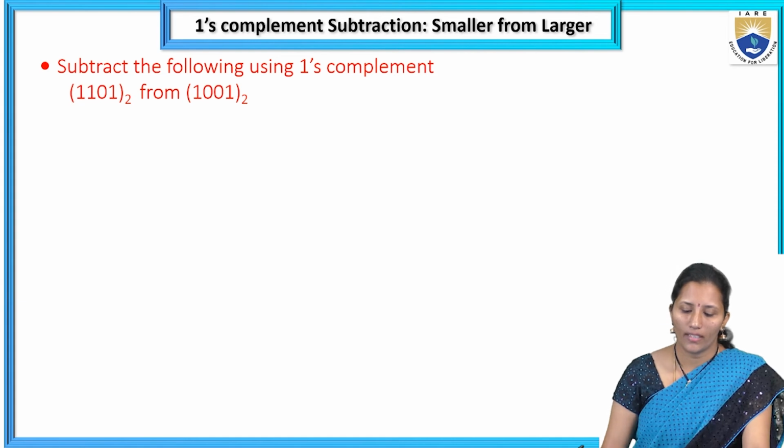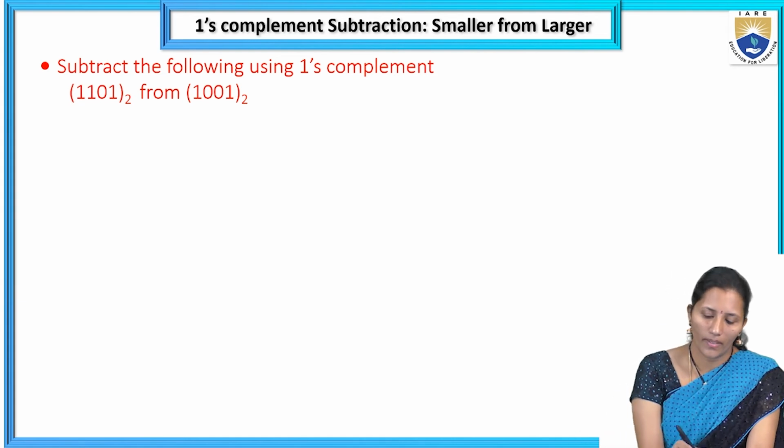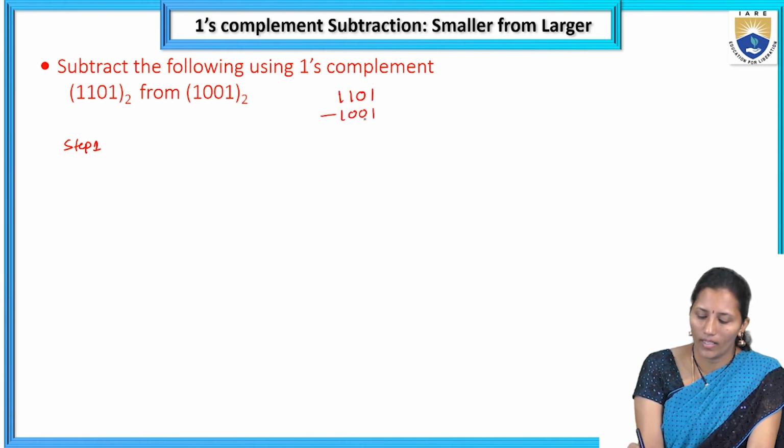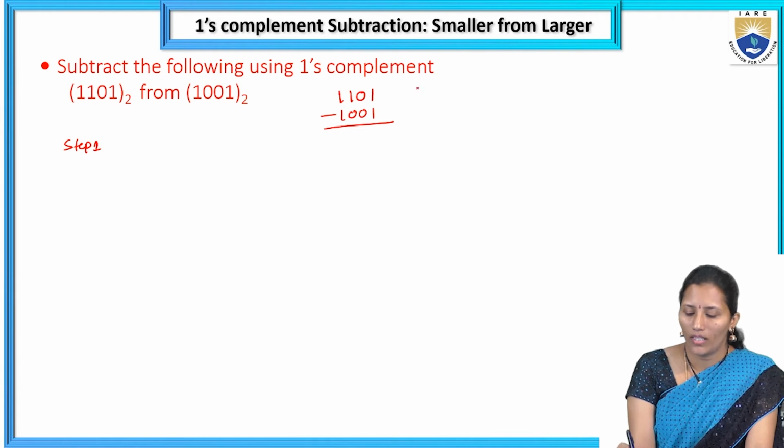So subtract the following using the 1's complement method. Step 1, what we have to do? We have to perform 1, 1, 0, 1 minus 1, 0, 0, 1. Okay, so this is 13, this is 9. We are subtracting a smaller number from the larger number.